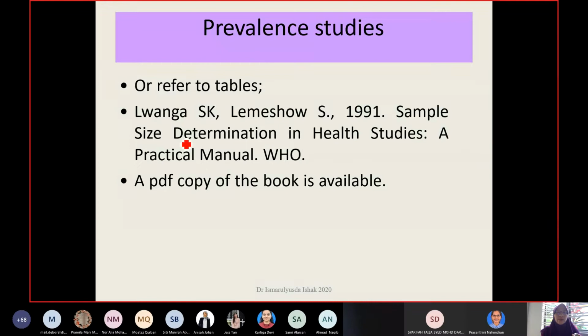You can use this for a prevalence study. You can use this manual, Lwanga and Lemeshow.